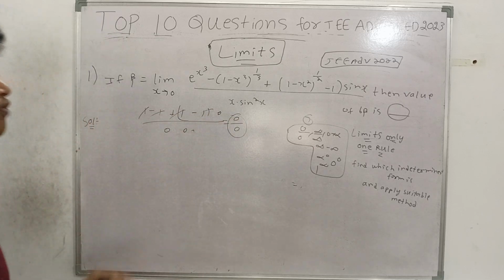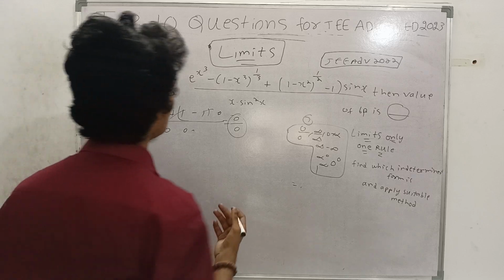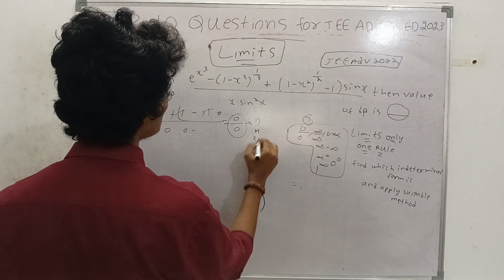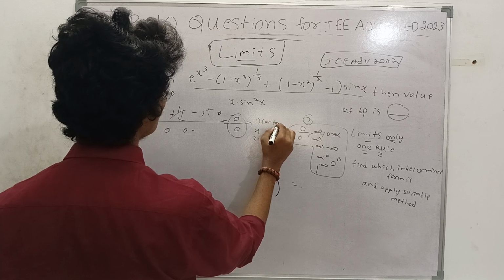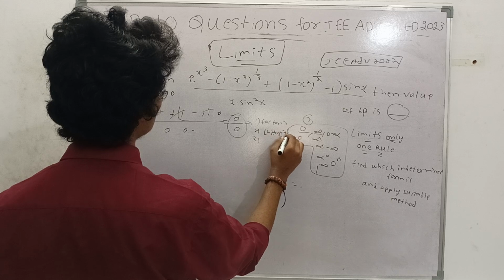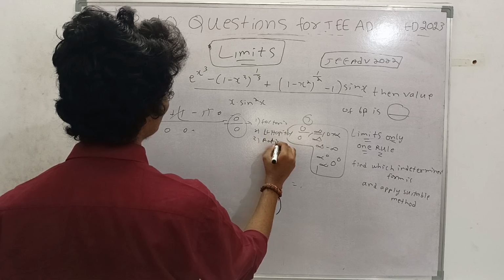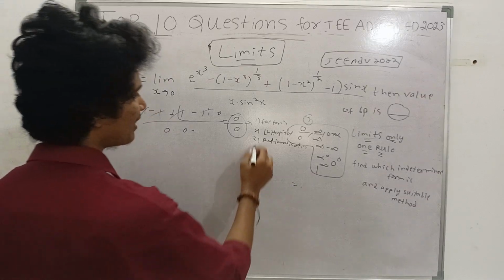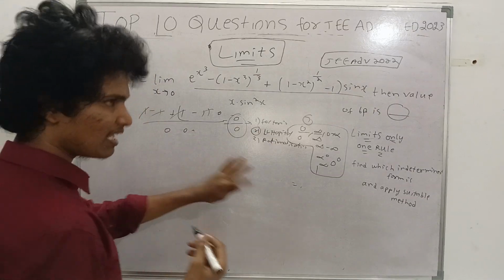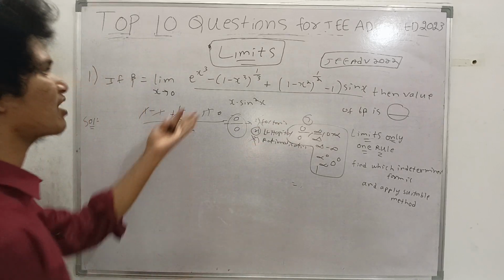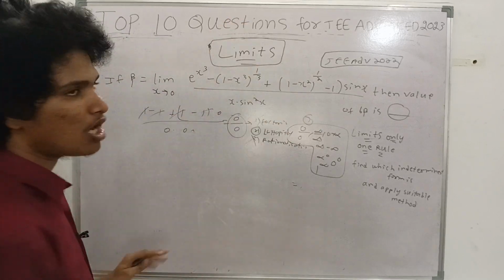For 0 by 0 form, we have to apply 3 methods: first factorization, second L'Hopital, third rationalization. But depending upon the problem, we have to choose. Here L'Hopital has a chance, but we are avoiding it. Factorization we are also avoiding, and rationalization too, because there are no rational terms. So 3 methods are failing here.